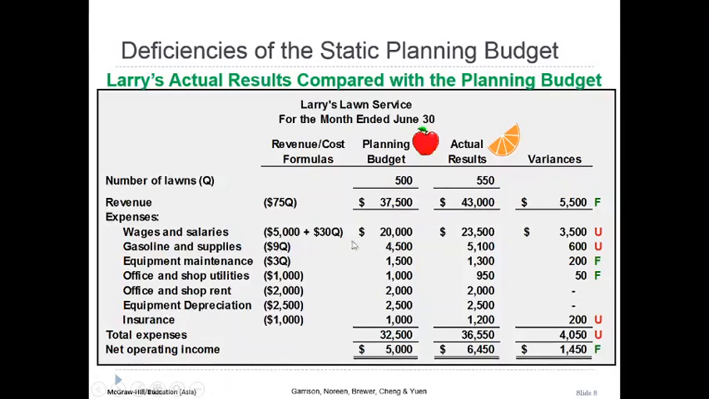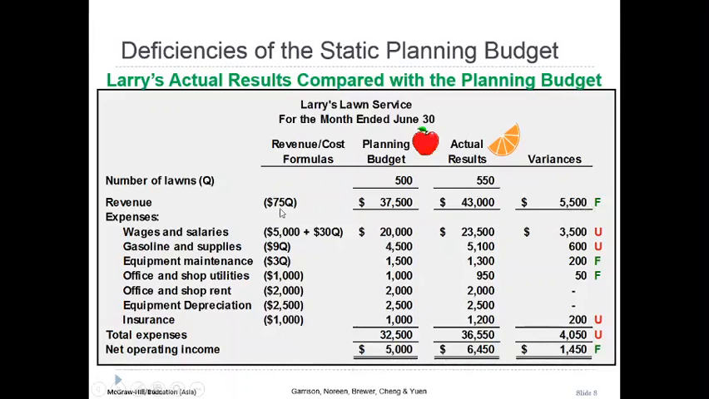All right, so the expenses here, as you can see, the higher the number of the lawns, therefore the wages and salaries will also be higher. Therefore, we will have a variance of 3,500 U. U is for unfavorable. Okay, so for expenses, we get unfavorable variance when the actual result exceeds planning budget. Okay, so it's totally contradicting with the revenue just now.